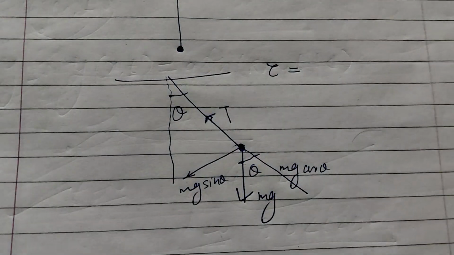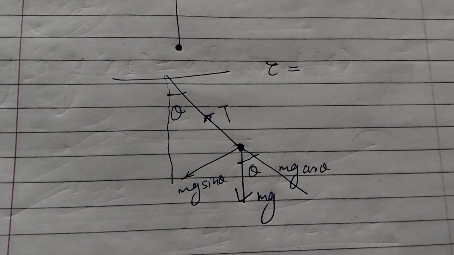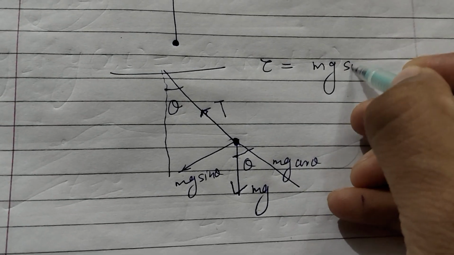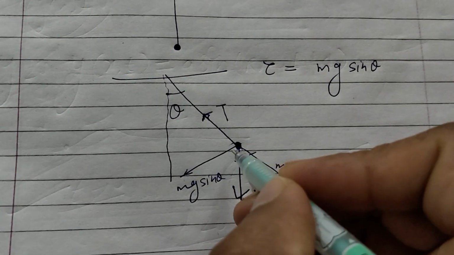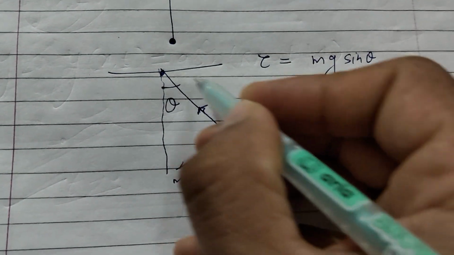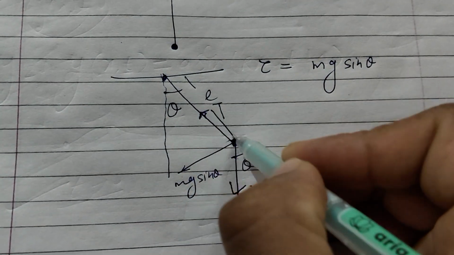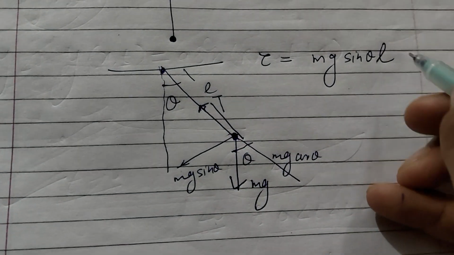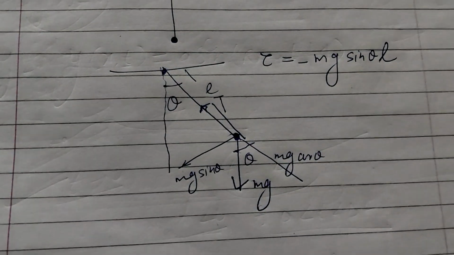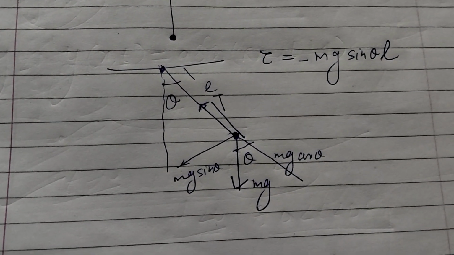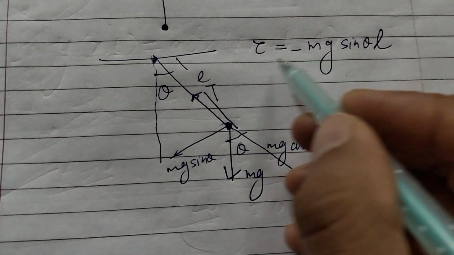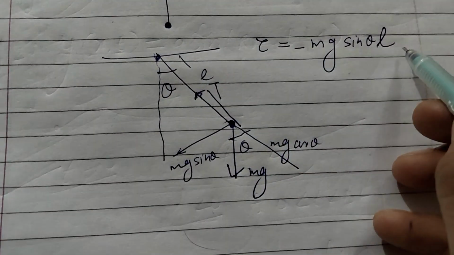So mg sin theta is the force providing the restoring torque, and we'll write the equation for that restoring torque, as torque is force into perpendicular distance. We can write this force as mg sin theta, and the perpendicular distance, from the point about which it is oscillating, is L, the length of the string. So the torque is mg sin theta L, and that is a restoring torque, so we'll put a negative sign there because the torque is reducing the angle of the bob with the vertical. So tau is minus mg sin theta L.